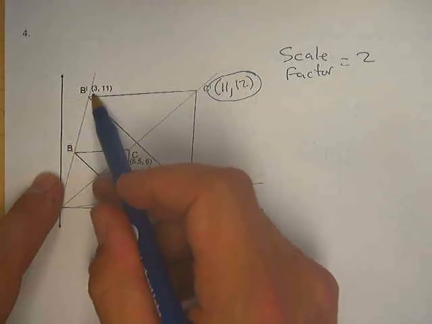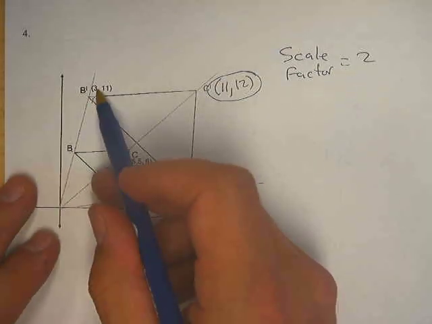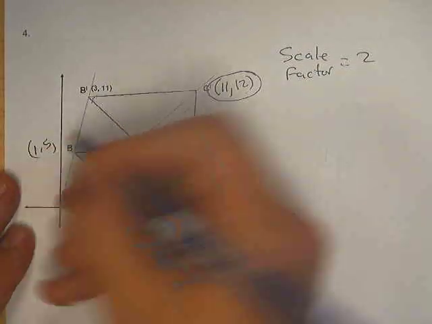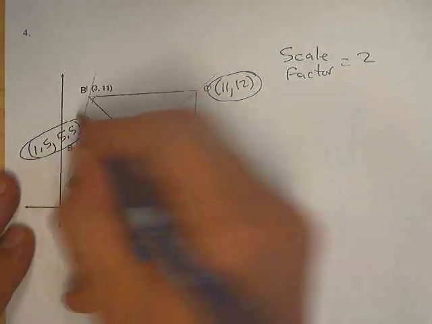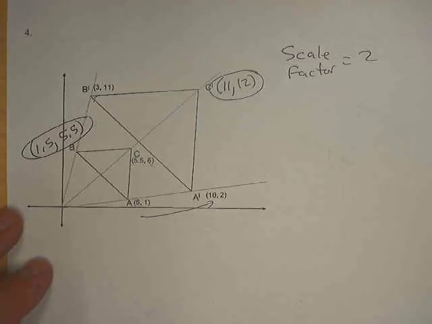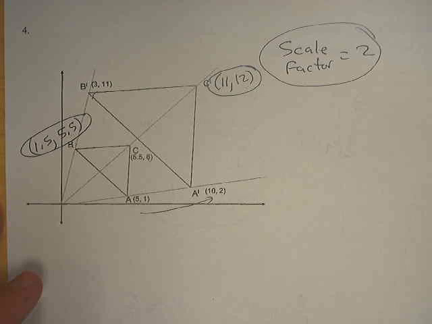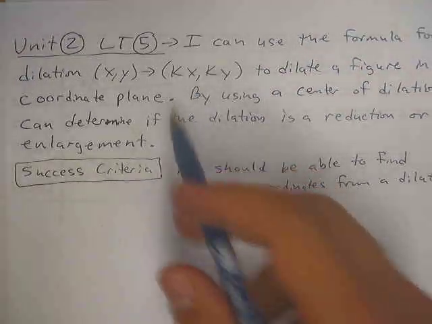Here, I'm doing the opposite. I have B prime and I need B. Well, B is going to be half as big as B prime. So you take half of 3, which is 1.5, and half of 11, which is 5.5. So the coordinates for B are 1.5 comma 5.5. Okay, so that is basically the difference.